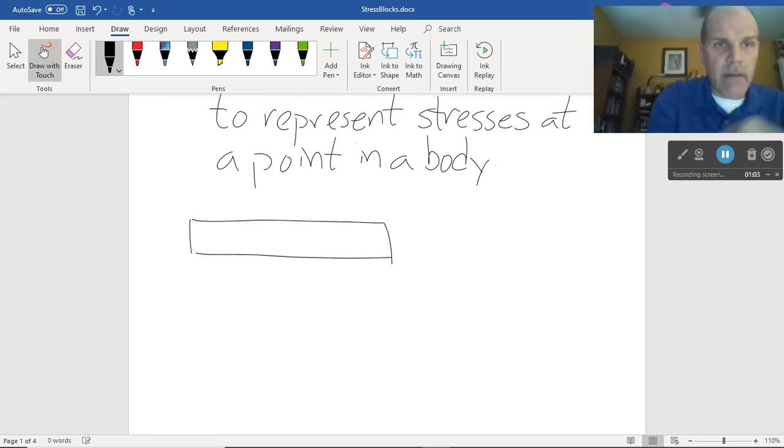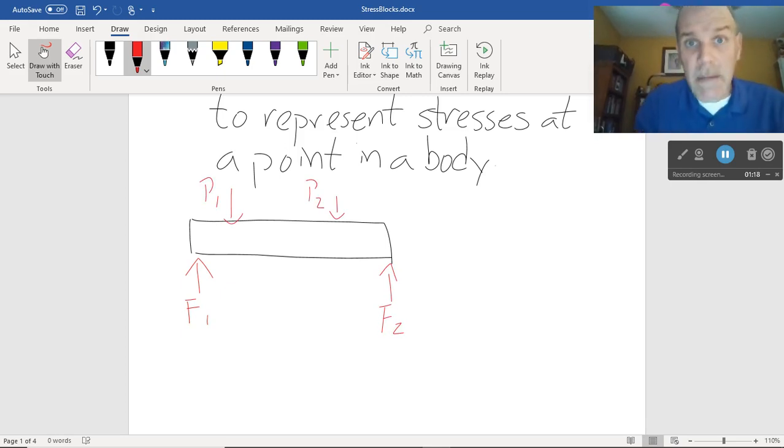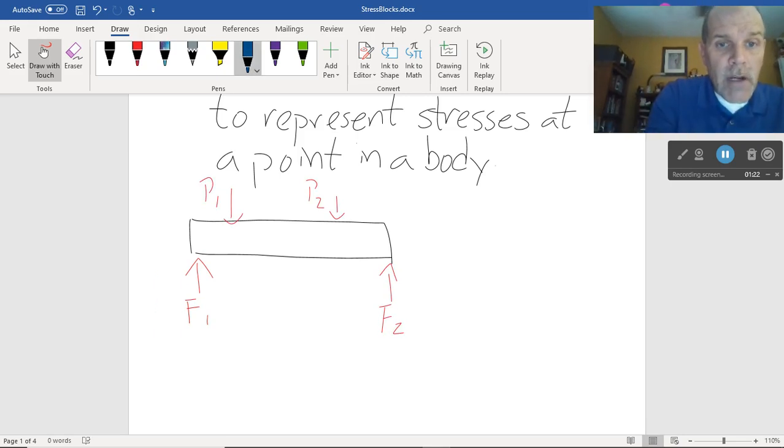All right, so we have a body. We've got some kind of load here. We've got some kind of load there. We've got some kind of load here, some kind of load here to make life more interesting. The actual values don't mean much, right? And we're interested in knowing what's going on, say, in here on this little stress block.